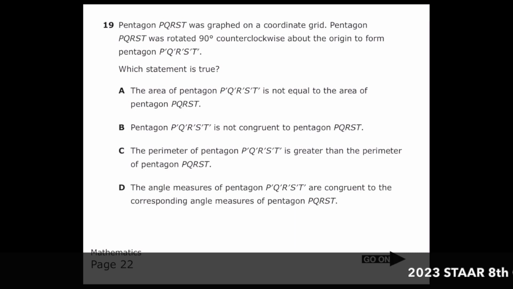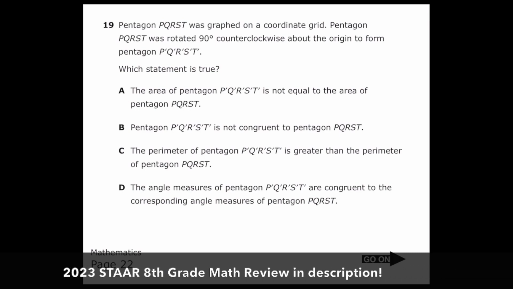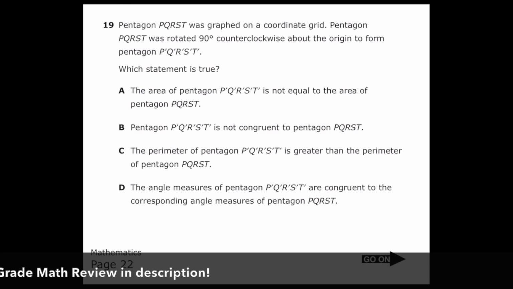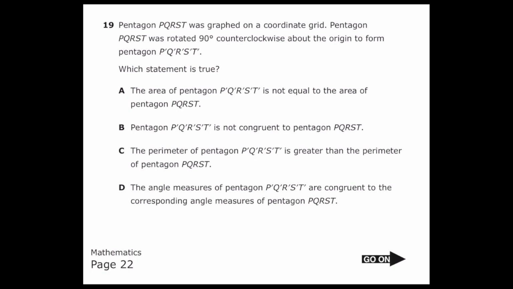This is number 19 from the 2022 8th grade math STAAR test. Pentagon PQRST was graphed on a coordinate grid. Pentagon PQRST was rotated 90 degrees counterclockwise about the origin to form pentagon P'Q'R'S'T'. Which statement is true? So if we're rotating a shape, we're not changing the shape itself, we're just changing the way that it's oriented. So let's go through the answer choices.